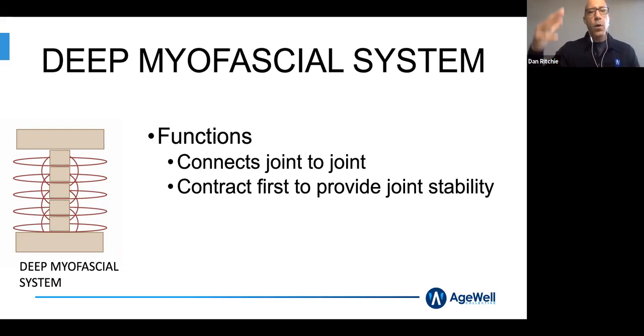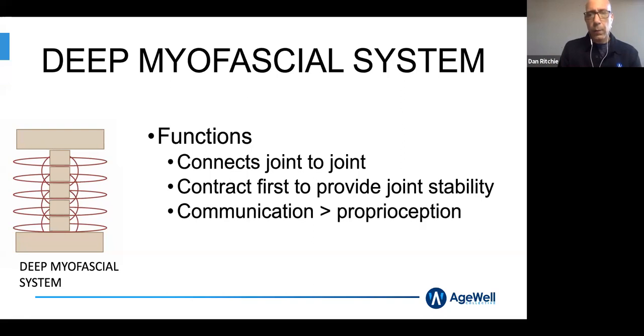Before you ever move your arm to go overhead, or before you ever take a step as you're walking, the deep myofascial system is contracting to stabilize the joint so that it provides joint stability, so then the bigger muscles can move you and do all the functional activities that you need to do. But you need that joint stability to provide that framework or that foundation for the motion that's about to occur.